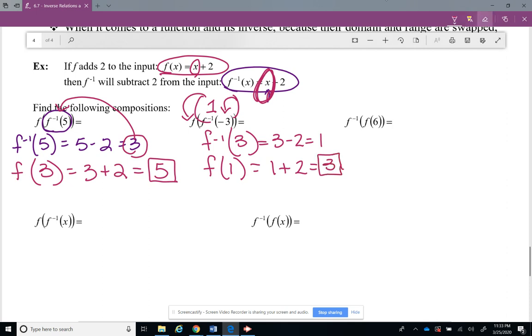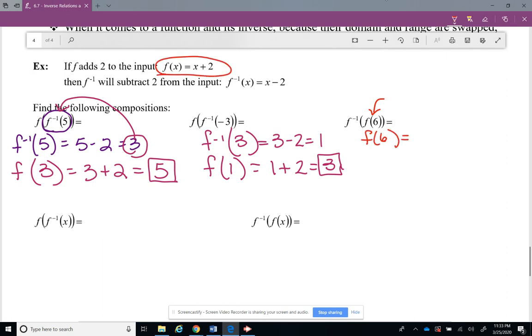All right, let's look at the next one. Use a different color, right? All right, we're going to start off with f of x. So we're starting off with this one. So we're going to input 6 wherever x is. So 6 plus 2 is 8.